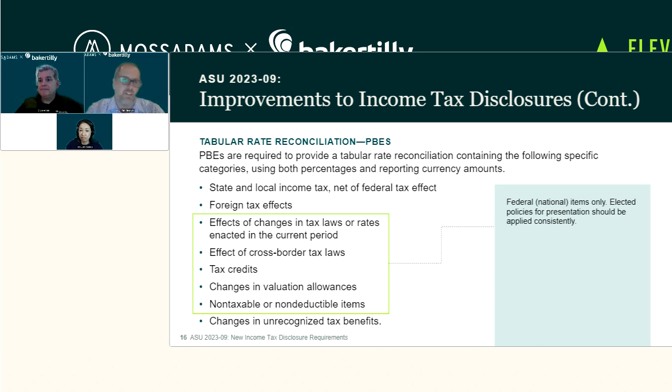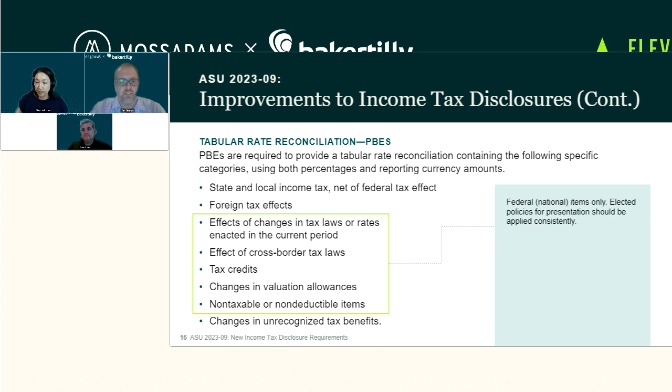Thinking about valuation allowances, typically valuation allowances are broken apart. The state piece would go into the state category, the foreign piece would go into the foreign category. The federal domestic part would just stay within this main category. So that's how you'd apply valuation allowances.